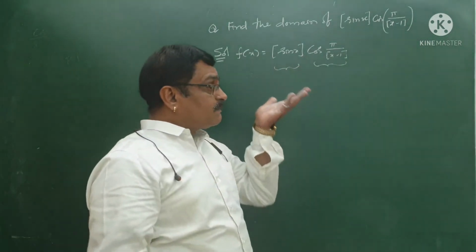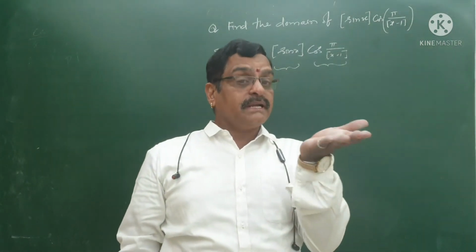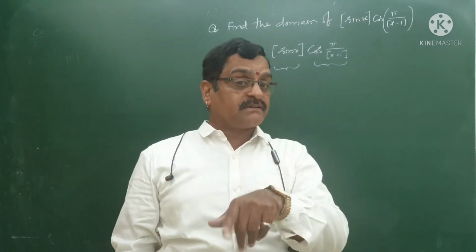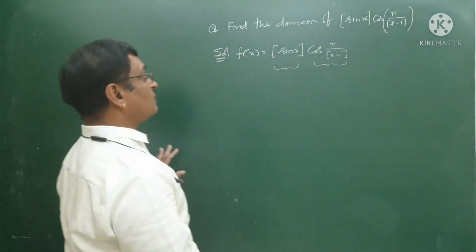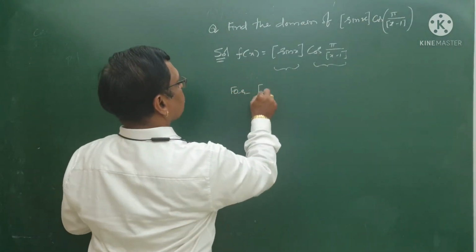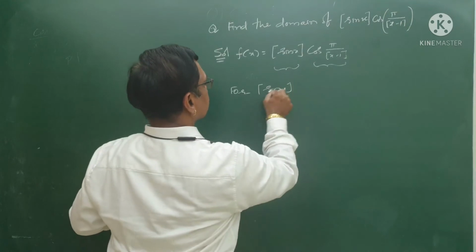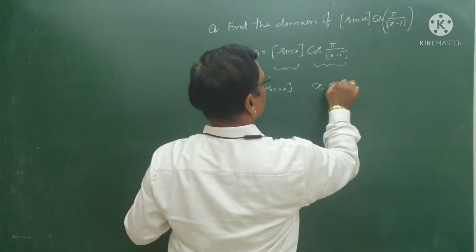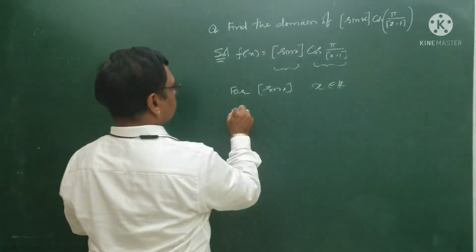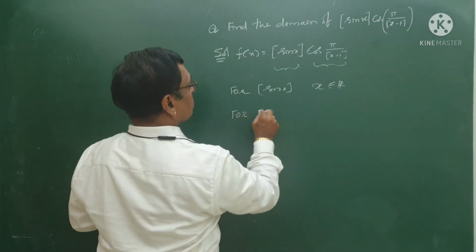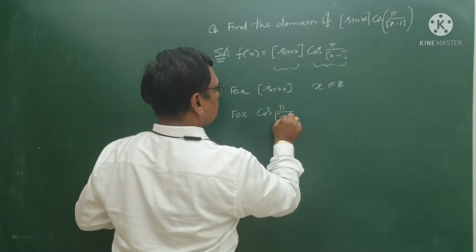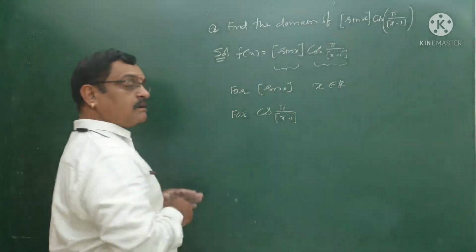Now, integral part of sin x. Integral part of sin x depends on sin x and the domain of sin x is the real number set. Therefore, for integral part of sin x, x belongs to R, the entire real number set. Come to the second one, cos of pi by integral part of x minus 1.